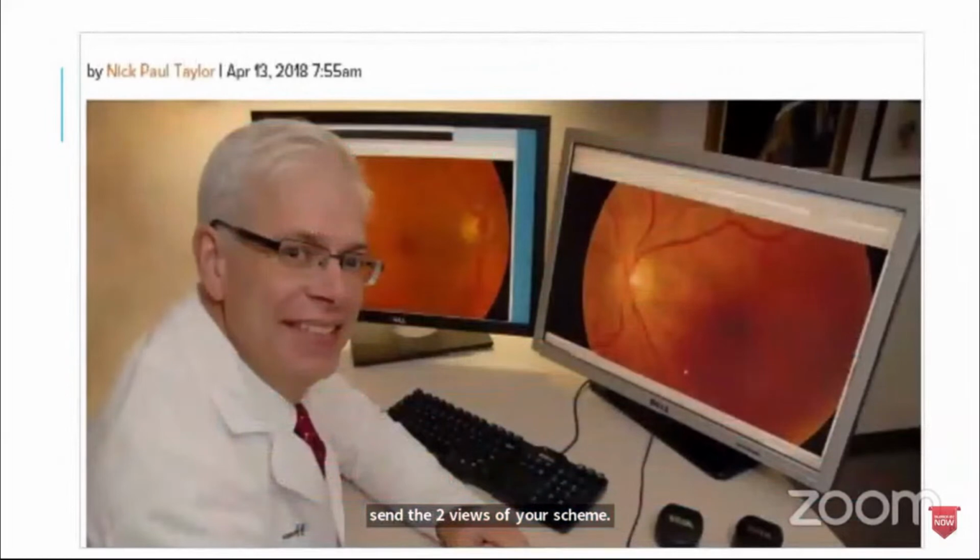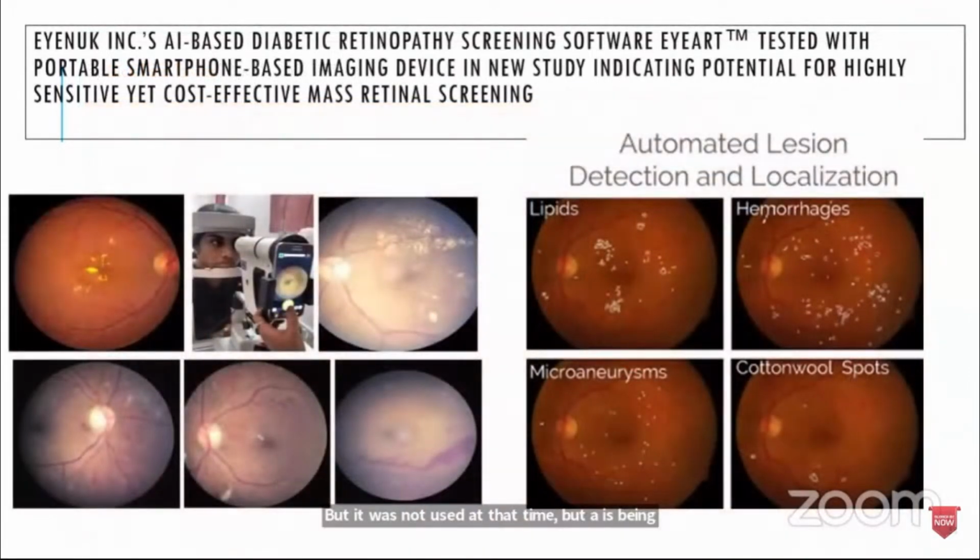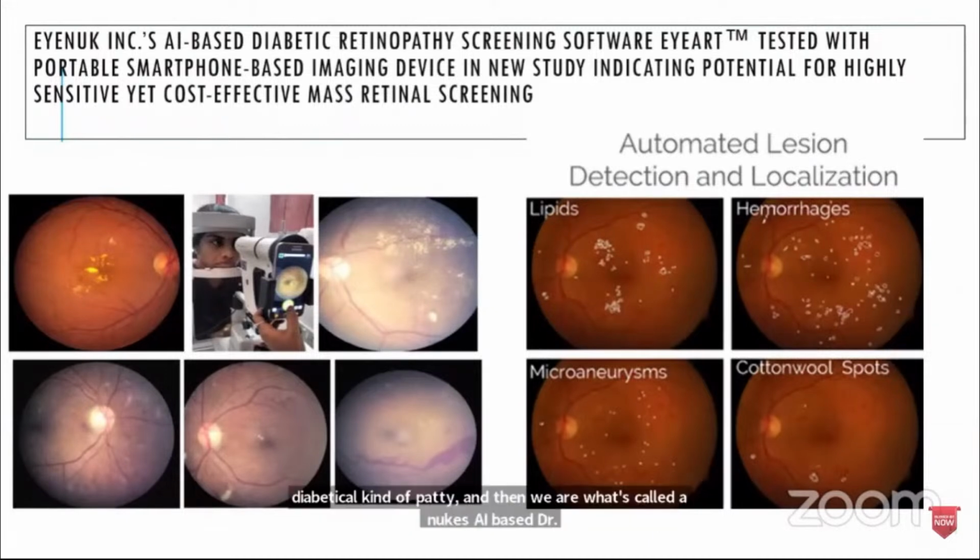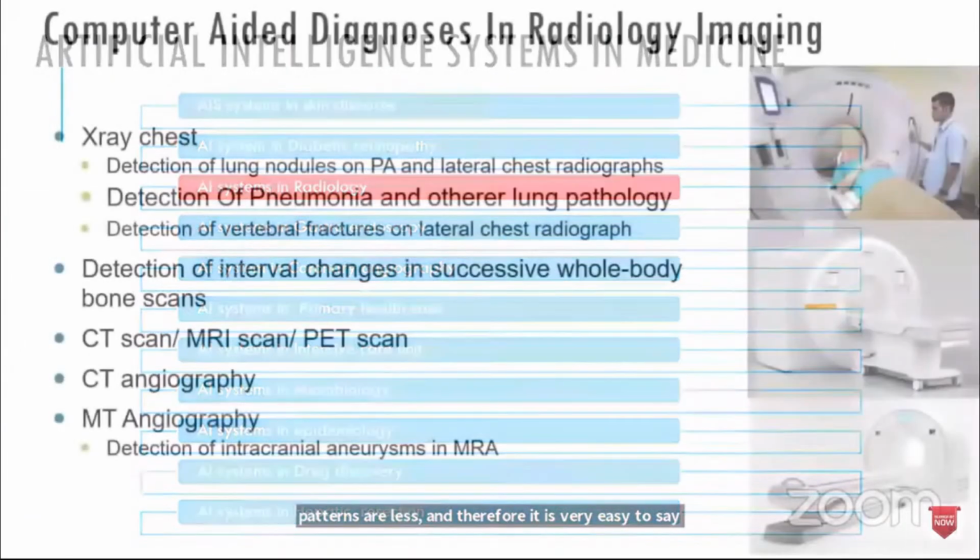Now, the other thing which has been approved by FDA is diabetic retinopathy. AI was approved first by FDA for histopathology, but it was not used at that time. But retinopathy is being used, for screening of the retina for diabetic retinopathy. And then we have what's called the IDx AI-based DR system, and it's very easy, because the patterns are fewer, and therefore it is very easy to screen. And then we can talk about radiology.